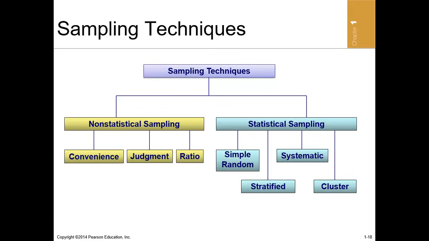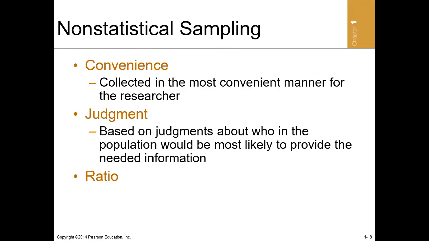Now, let's get into the sampling techniques proper. So these are some of the non-probability sampling techniques. Some of them are convenience, collected in the most convenient way for the researcher, and judgmental, when we form opinions about people who is most likely to provide us good information. So with this, it doesn't give the elements in the population equal chance of being selected. Okay.